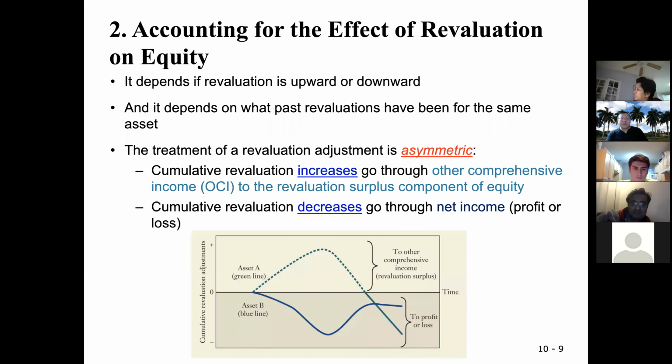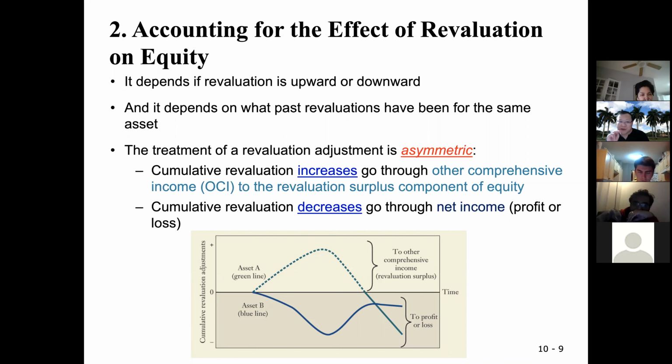Okay, so the accounting effect for the revaluation on equity. It really depends on whether the revaluation is upward or downward, right? Do you have a revaluation surplus or do you have a loss? And it depends on what past revaluations have been done for the same asset. I'm hoping to explain that using this graph, okay?